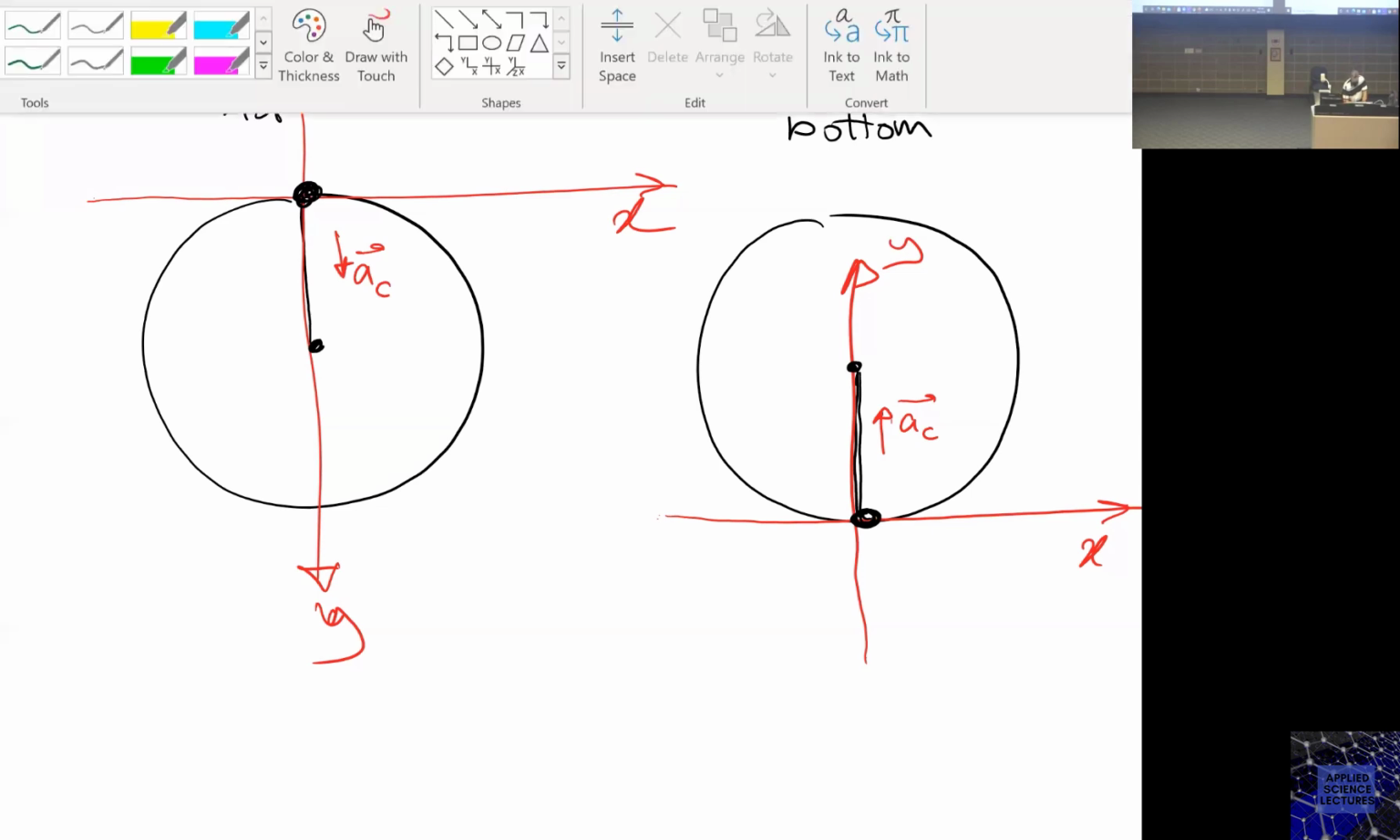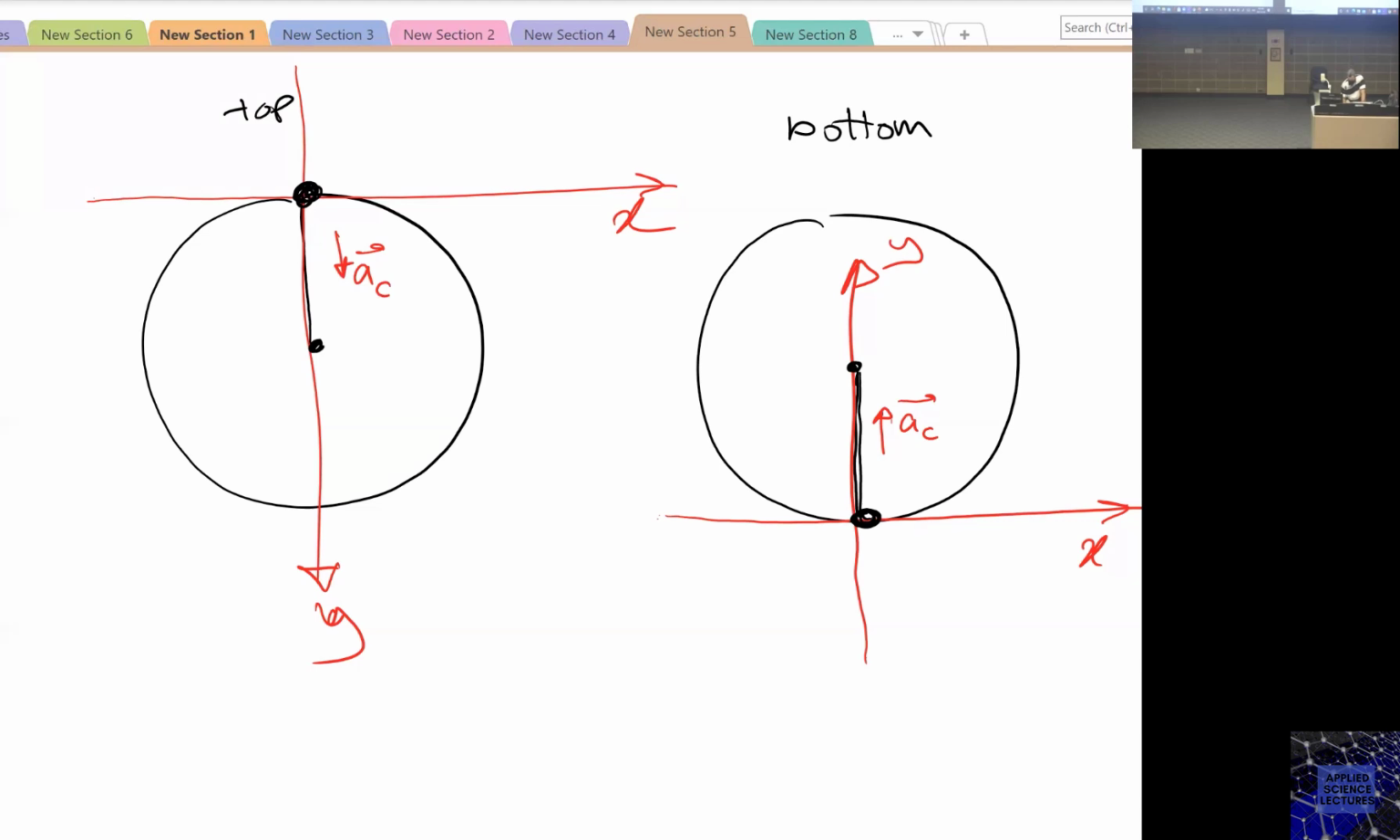Now, let me put the forces. Here, I have the gravitational force pointing downward. I have the tension force pointing up. Let me call this one TB, tension at the bottom. Here, the second one, I have the gravitational force pointing down as usual. And guess in what direction is the tension? The tension pointing down. So I will put here the tension force and I will call it TT, top.